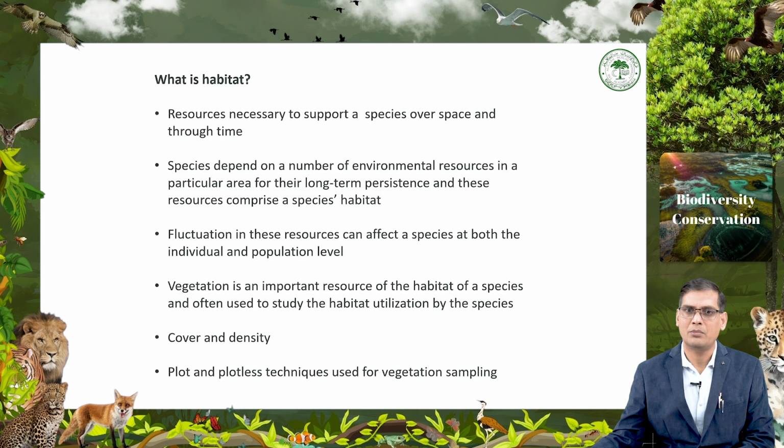Vegetation is an important resource of the habitat of a species and often used to study the habitat utilization by the species. Cover and density are two important characteristics of vegetation. Now, we learn various plot and plotless techniques used for vegetation sampling.